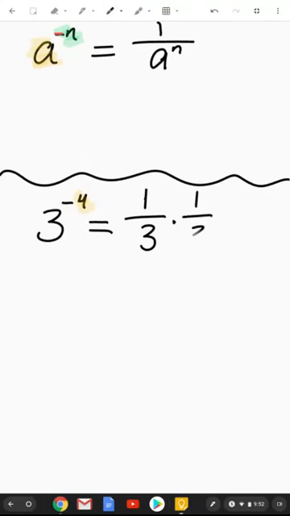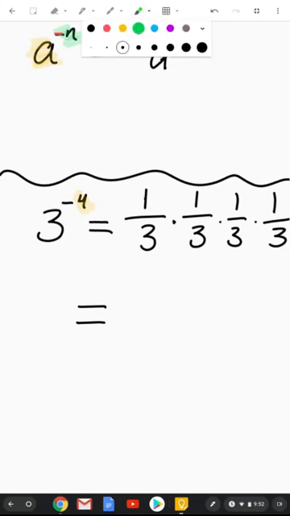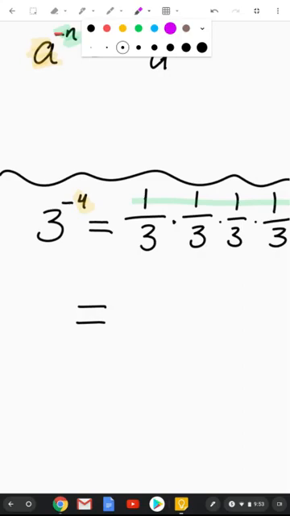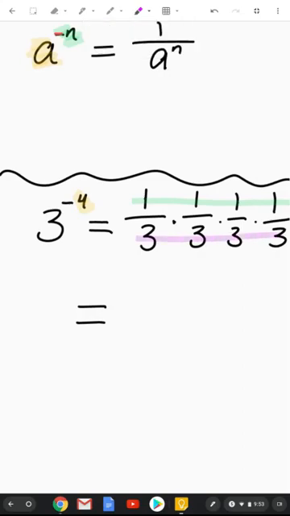So this times this, I'm going to run out of room. I can already tell. Times this. Okay. Nobody wants to write that out that many times. That is way too much work. So we know that when we're doing multiplication with fractions, we multiply the numerators together. So 1 times 1 times 1 times 1 would be what would be happening here, which is just 1, right? And then it would be 3 times 3 times 3 times 3 in the denominator.